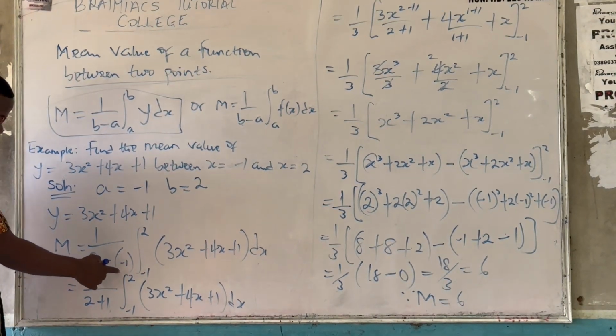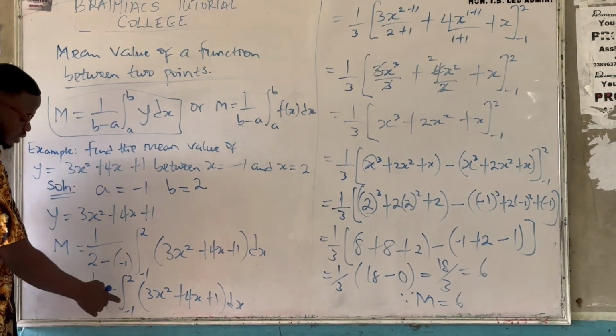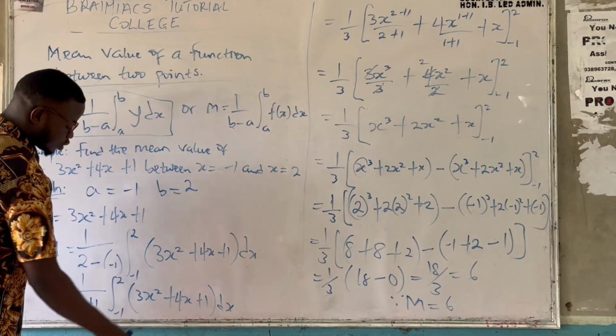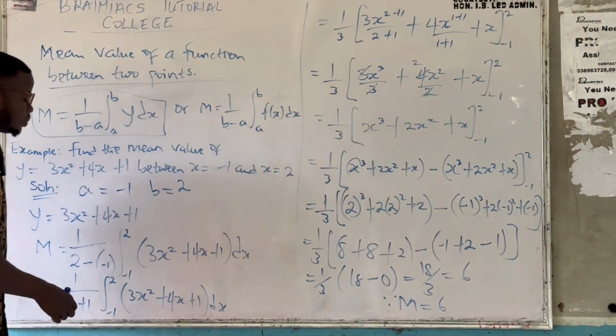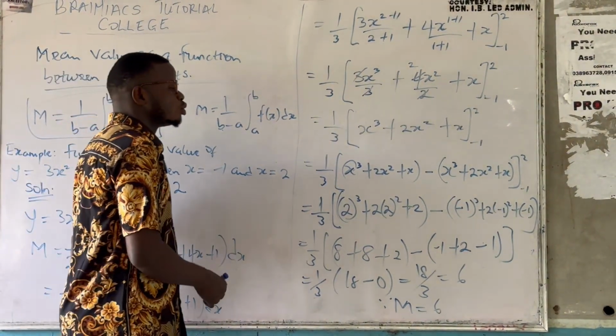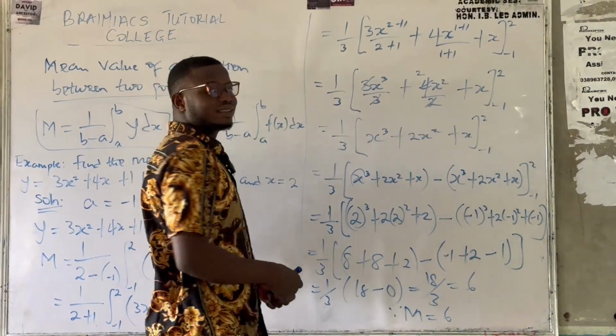So minus times minus 1 will give us plus 1. Integral minus 1 to 2, 3x squared plus 4x plus 1 with respect to x. So 2 plus 1 will give us 3. We have 1 over 3.